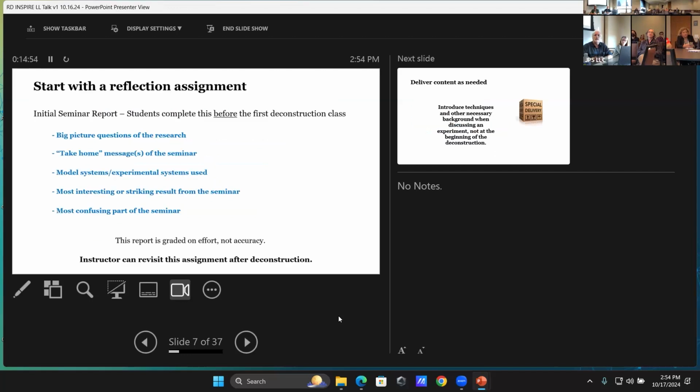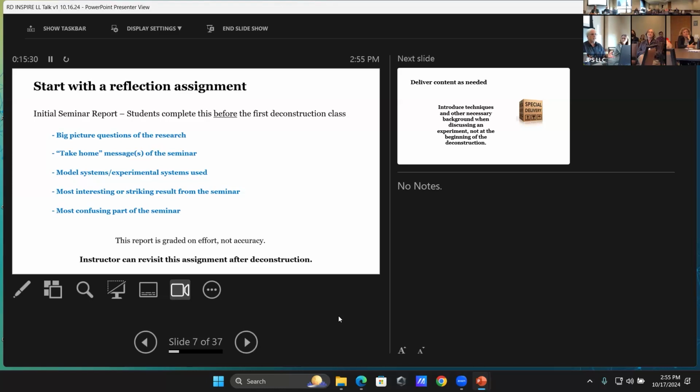We start off with a take-home reflection assignment where the students just identify what they think the big picture questions are. What do they think was the take-home message, the conclusion? What model systems were used? What did they find to be the most exciting or interesting result that was presented? And what did they find most confusing? And we tell them this is just graded on effort. We haven't deconstructed anything yet, so we don't expect any kind of deep understanding of the seminar. Answer all 5 questions, you'll get full credit. It's not based on accuracy.